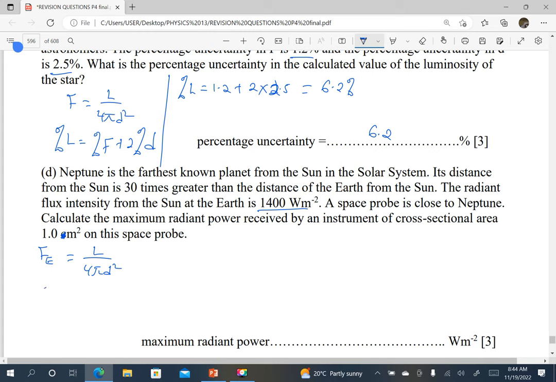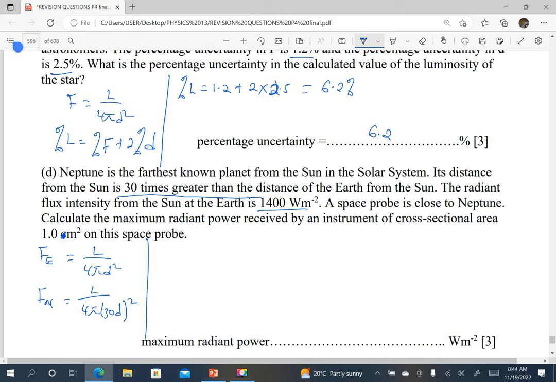Then for Neptune, the radiant flux intensity is going to be also the luminosity over 4 pi. But they told us that Neptune's distance from the Sun is 30 times greater than that of the Earth. If for the Earth it is d, then for Neptune we shall have 30d, and this is squared. So what remains is to combine these two equations and put in what is given.